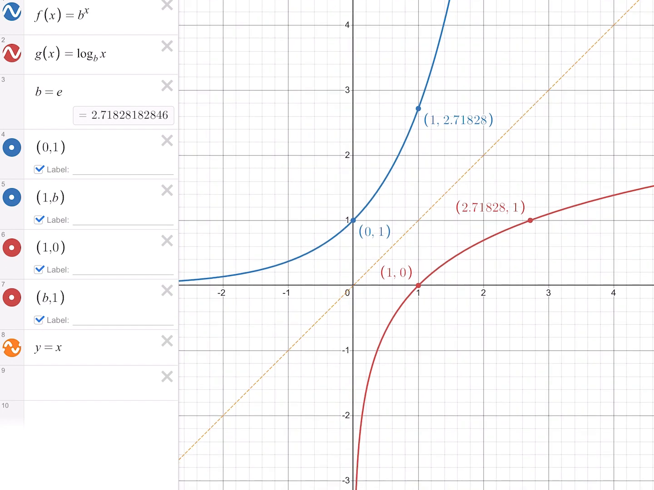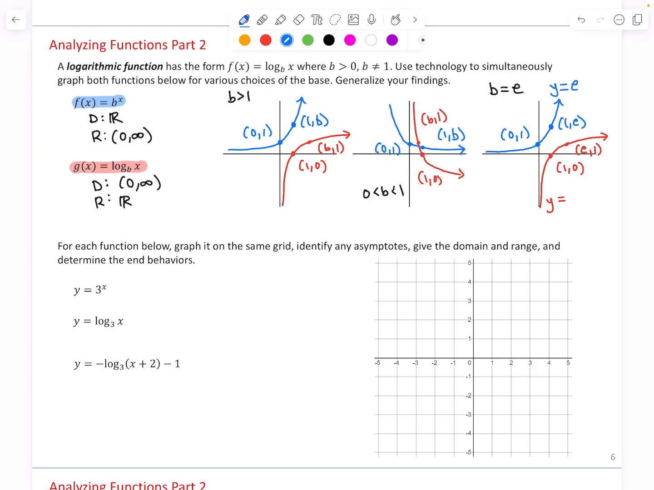The blue one is y equals e to the x, and the red one is log base e of x, which is natural log of x. The blue graph goes through (0, 1) and (1, e), and the red graph goes through (1, 0) and (e, 1). So the blue graph is e to the x, the red graph is natural log of x.